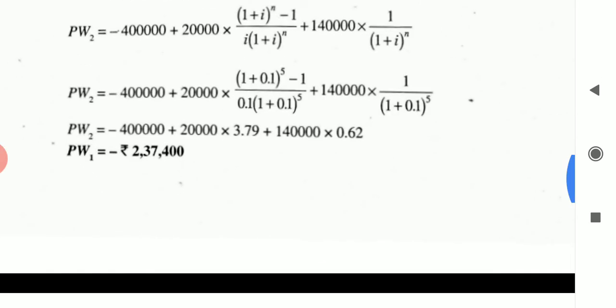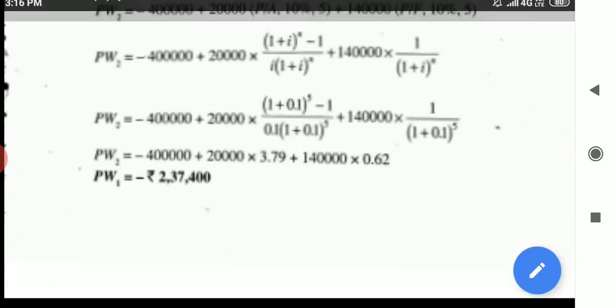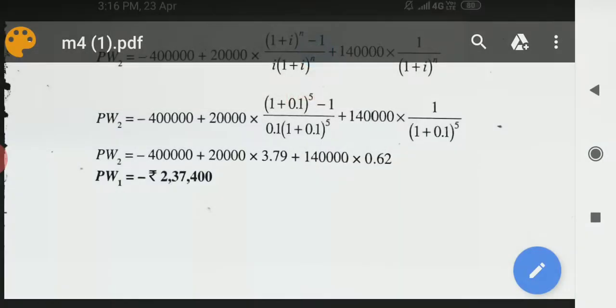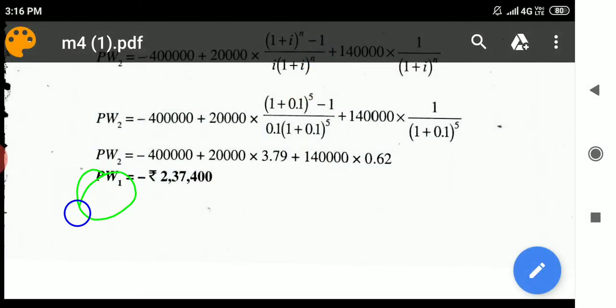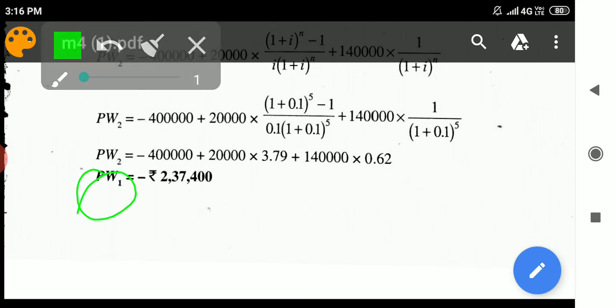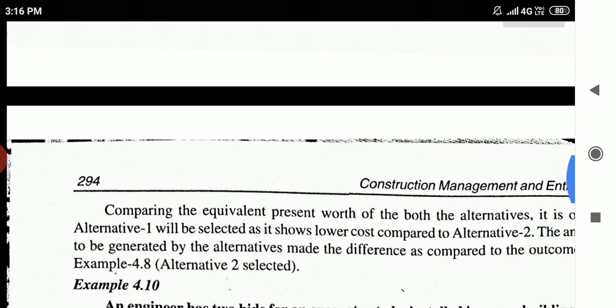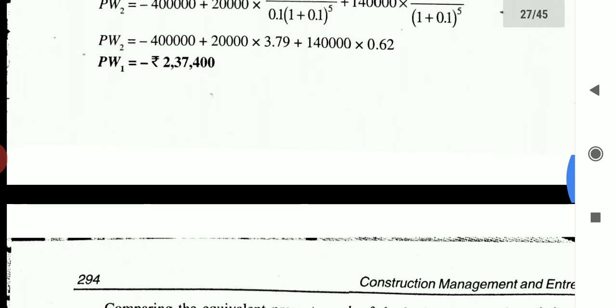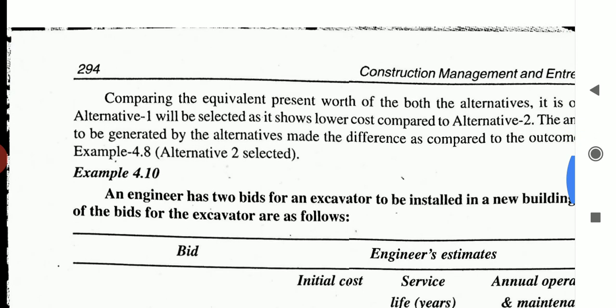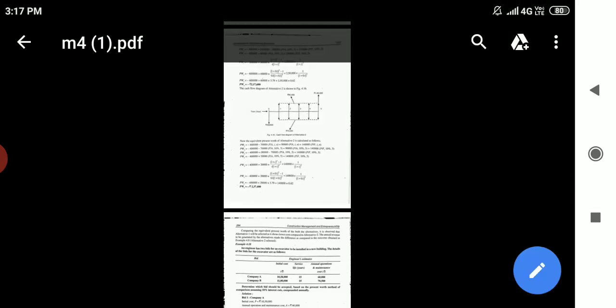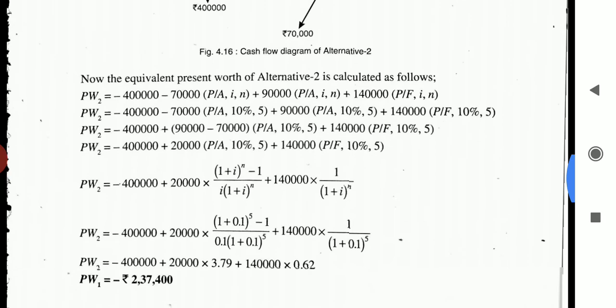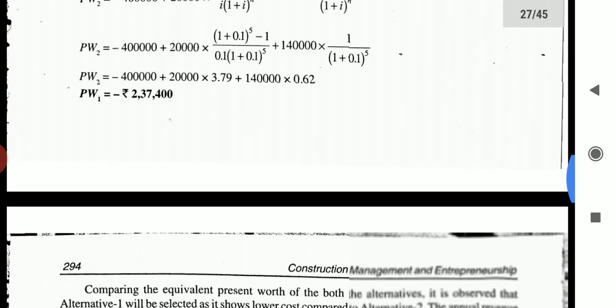Please make corrections here, it is PW2. Okay, so by using the formula we will get the PW1 and PW2 values. So comparing these two values, comparing PW1 and PW2, which one is less? We have to take the lesser value.